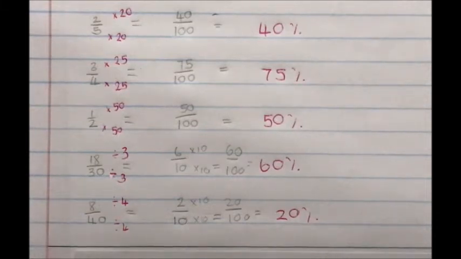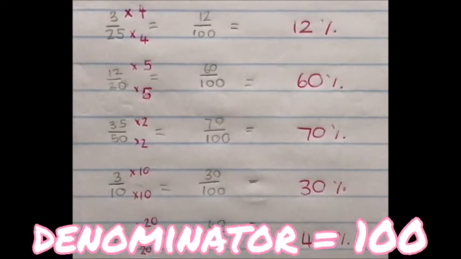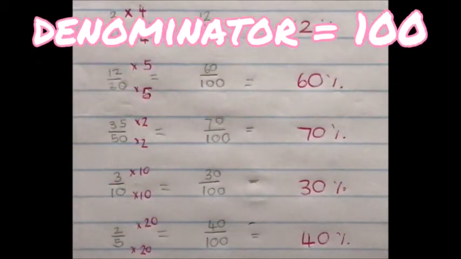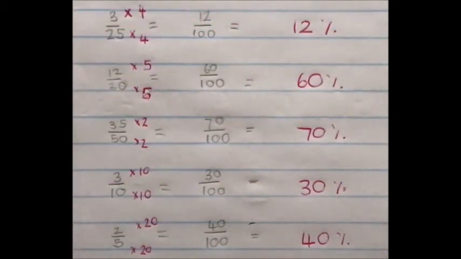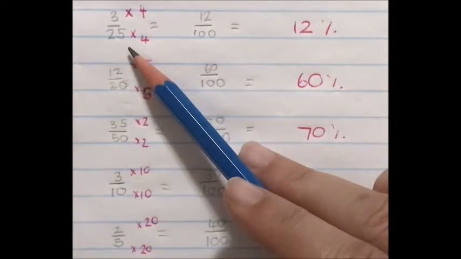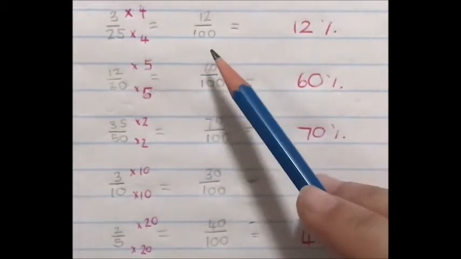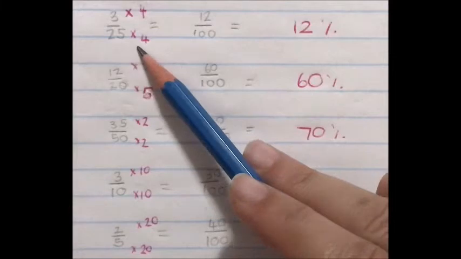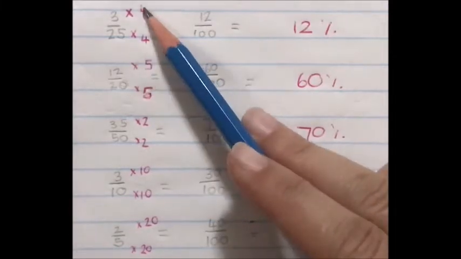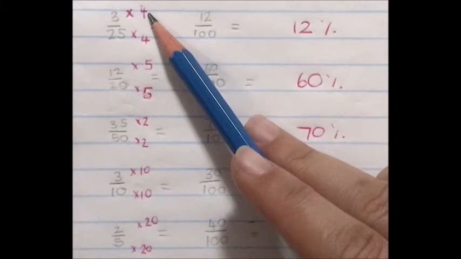Okay, so please write those 9 examples. What needs to happen? We need to change the denominator to 100 in order for us to write these fractions as a percentage. So we have 3 25ths. That means we need to change this 25 to 100, and we can do that by multiplying it with 4. And remember, what we do at the bottom, we must also do at the top.